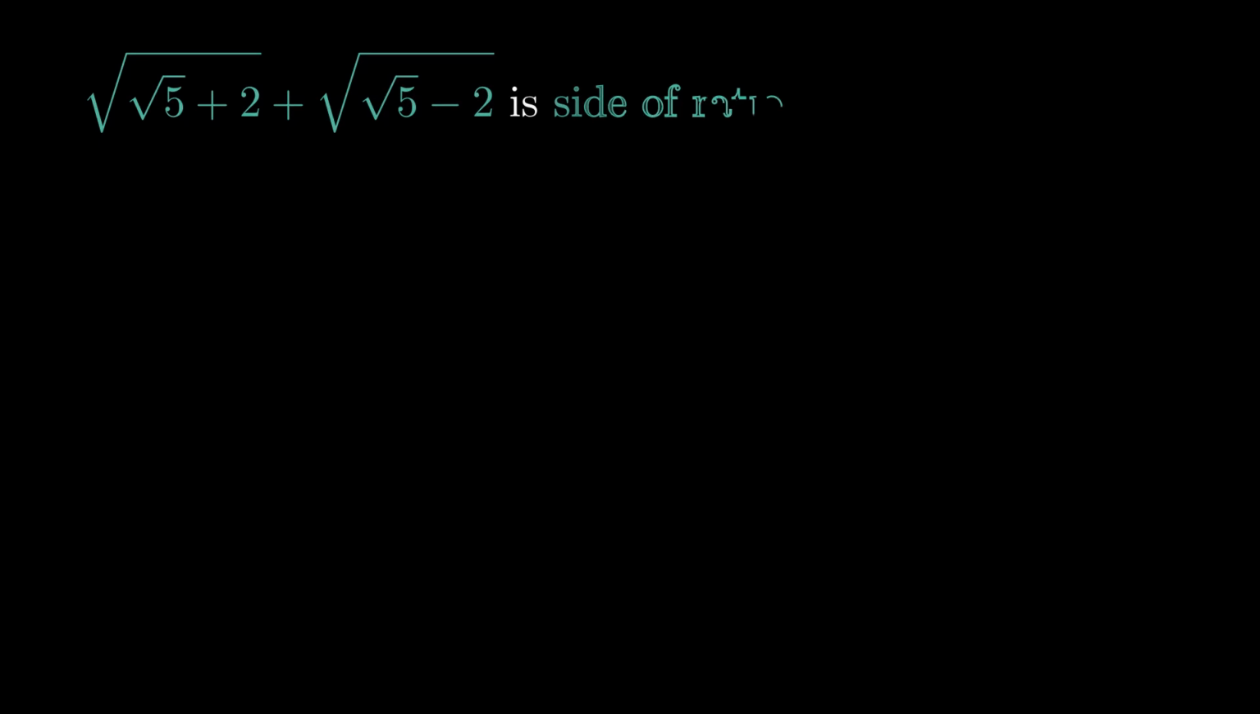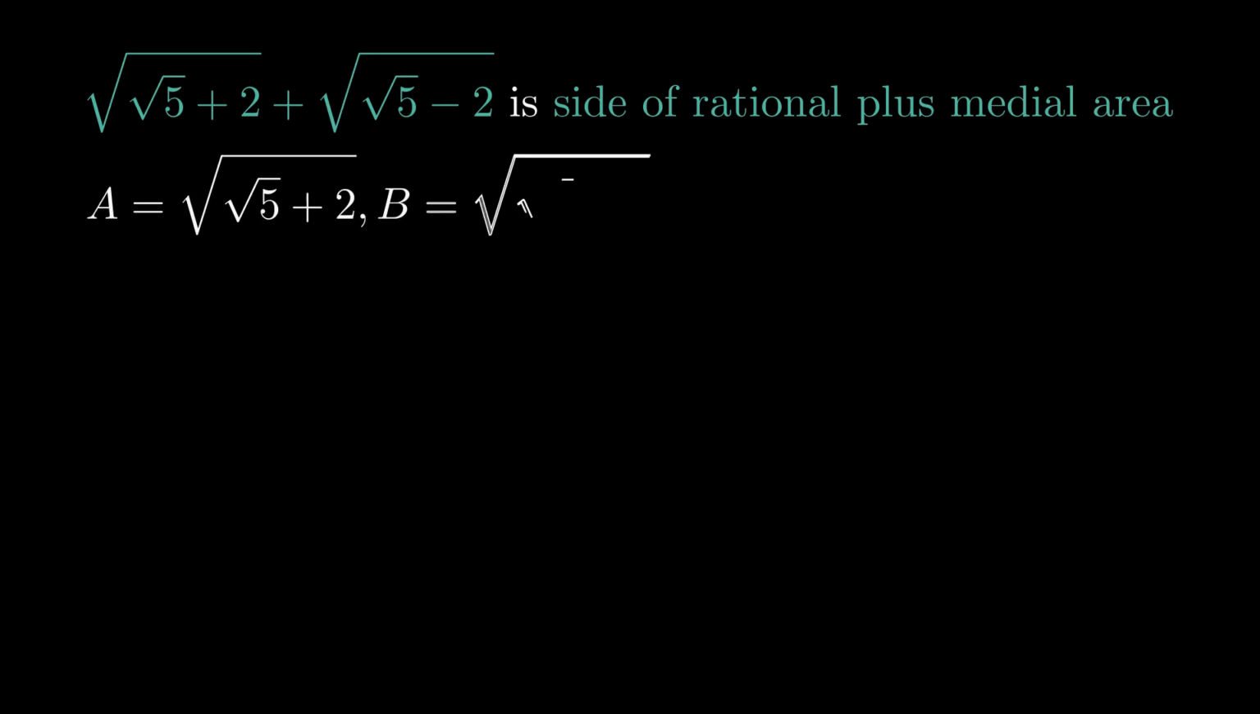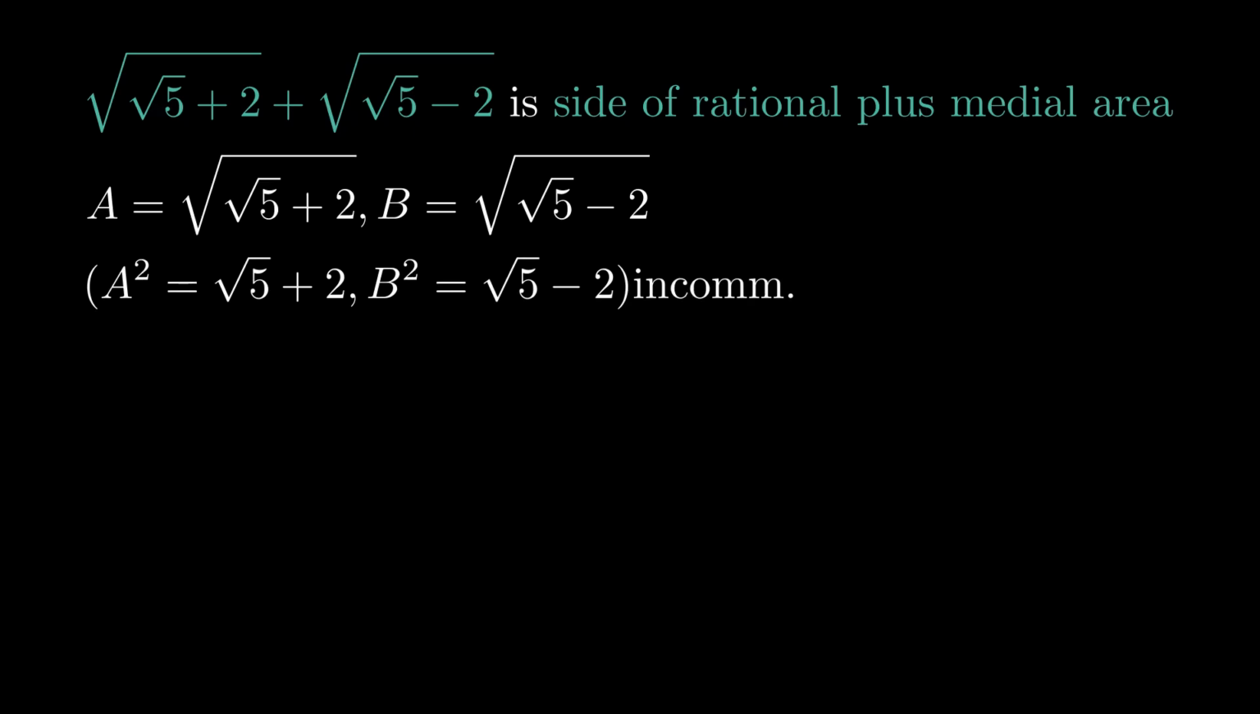An example of such a number is the square root of root 5 plus 2, plus the square root of root 5 minus 2. To show this, let a equal the square root of root 5 plus 2 and b equal the square root of root 5 minus 2. a squared equals root 5 plus 2 and b squared equals root 5 minus 2.